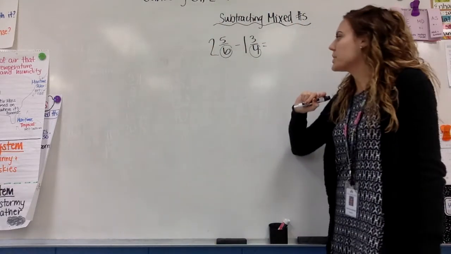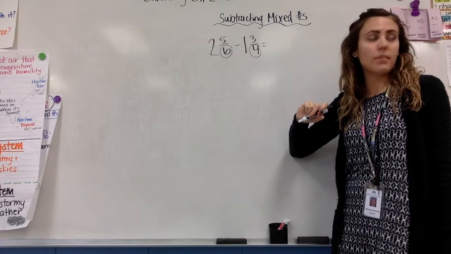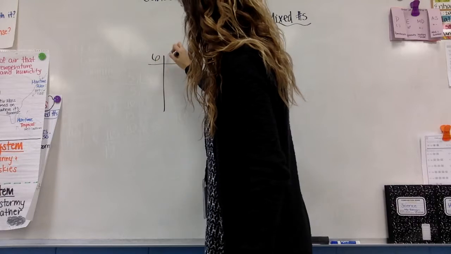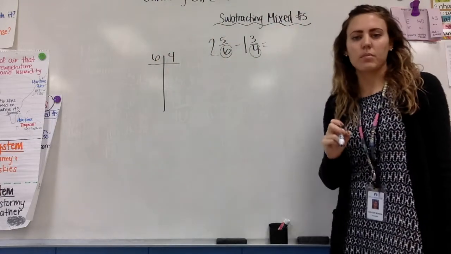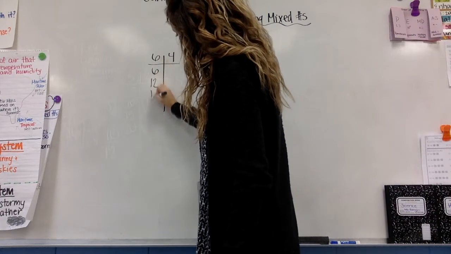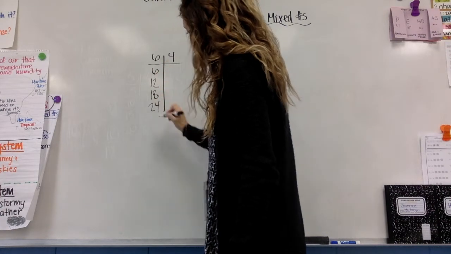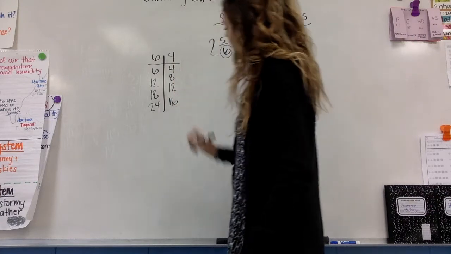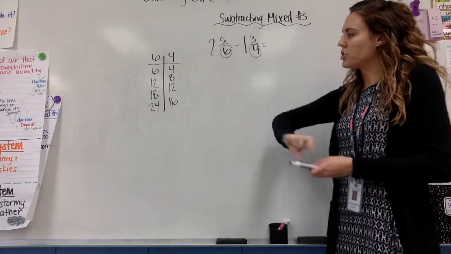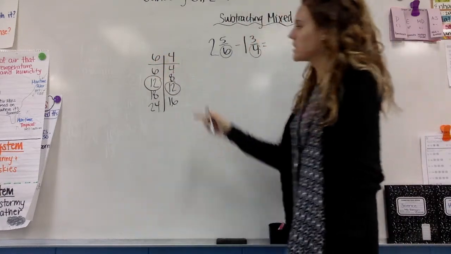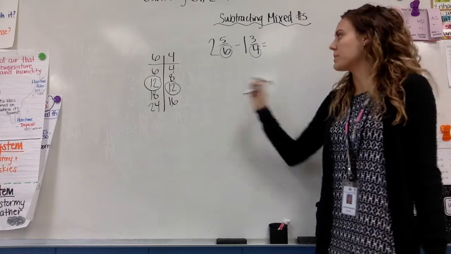So I am going to use the least common denominator method. I'm going to create my multiples chart and find out what the least common multiple between these two numbers is. So I have 6, 12, 18, 24, 4, 8, 12, 16. Looking at my charts, I can see that they both have 12 in common, and that's the smallest number, so that would be my least common denominator.